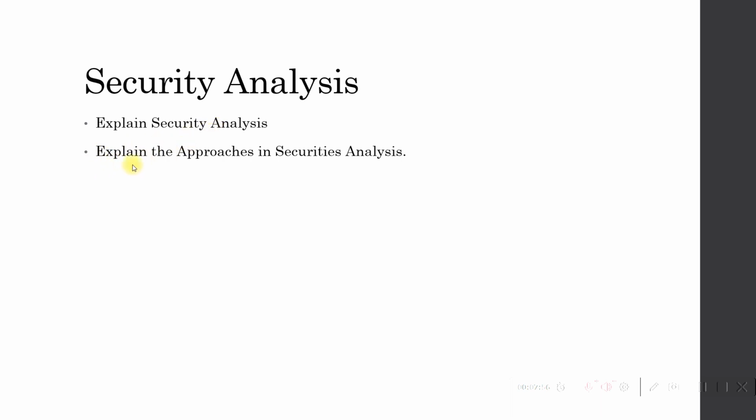Next we'll explain the approaches in security analysis. So in short, security analysis is performed by following two approaches, namely fundamental analysis and technical analysis. So what is fundamental analysis? In fundamental analysis, an approach to security analysis, it concentrates on fundamental factors concerning an enterprise, namely earnings per share of a company, market share of a company, dividend payout ratio, which shows the competition that is faced by the company, as well as management or quality of management in a company.